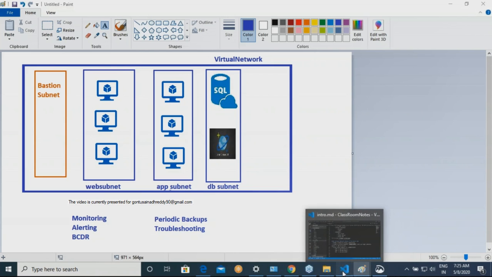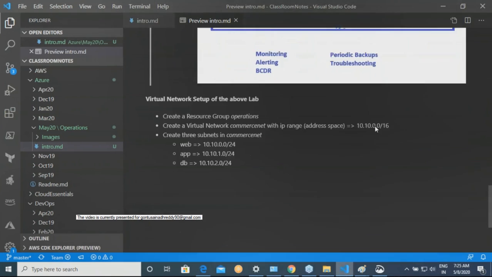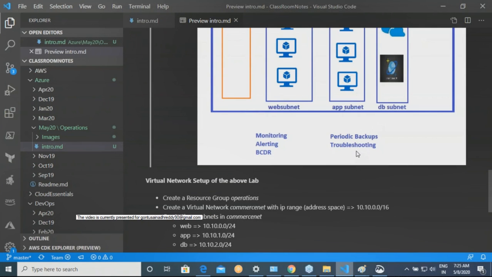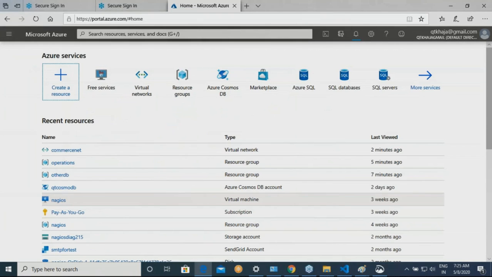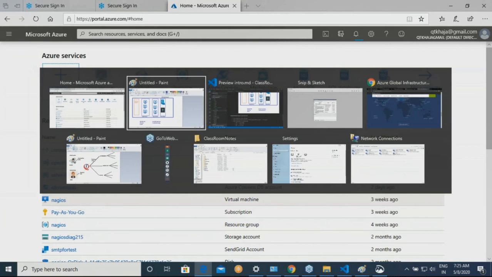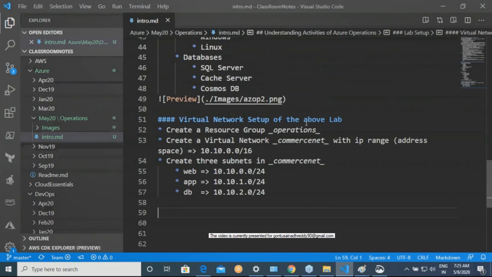Let me look at this. So I've added everything, right? Periodic backups and all that stuff. I'm not adding screenshots of the other stuff.